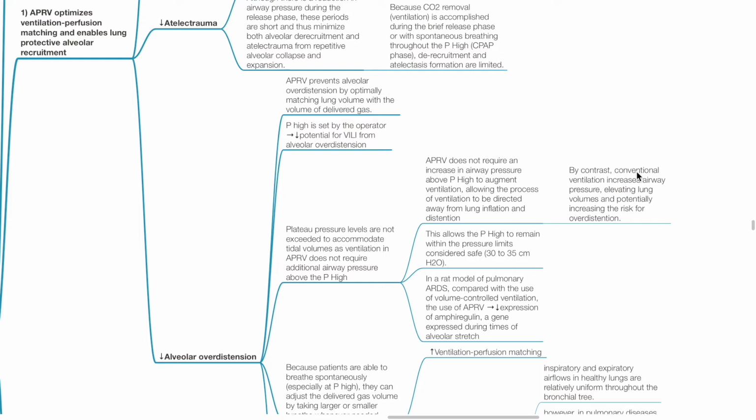By contrast, conventional ventilation increases airway pressure, elevating lung volumes and potentially increasing the risk for overdistension. This allows the P-high to remain within the pressure limits considered safe. In a rat model of pulmonary ARDS, compared with the use of volume-controlled ventilation, the use of APRV reduced the expression of amphiregulin, a gene expressed during times of alveolar stretch.